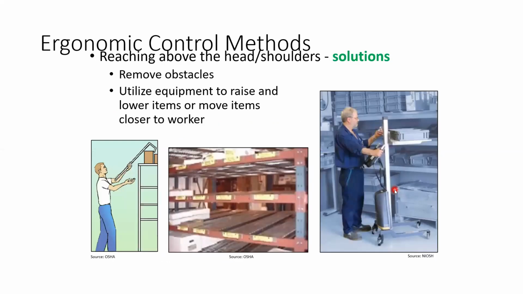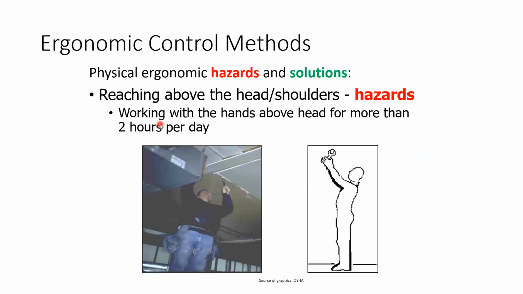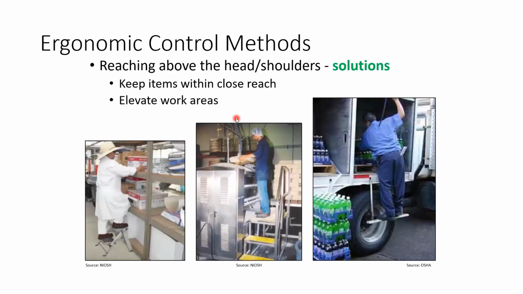Okay. What about the electricians? The electricians can apply administrative controls for themselves. Now we ask about the physical hazards: how can we solve them? Reaching above head and shoulders: keep items within close reach or elevate the work area, as shown in the pictures.